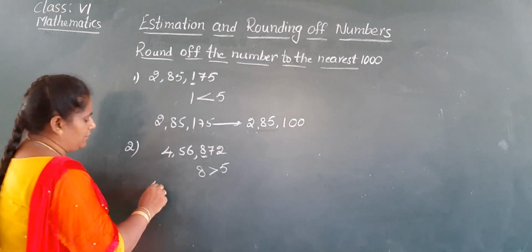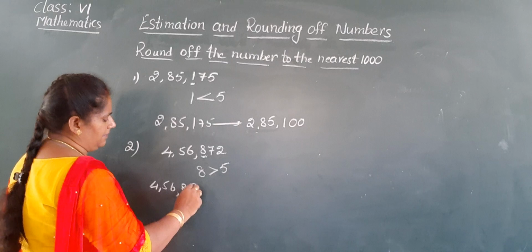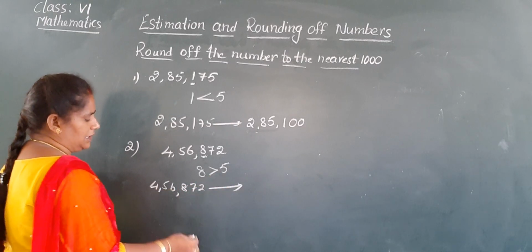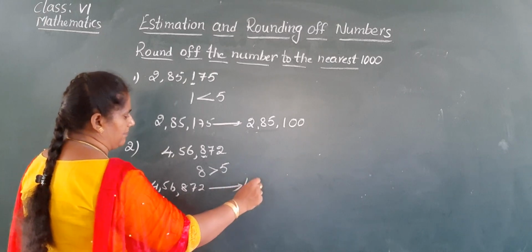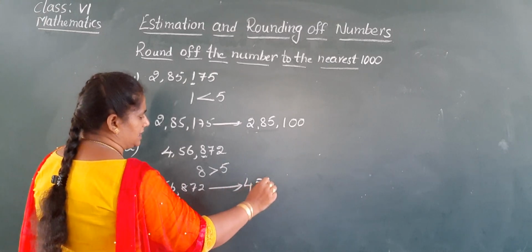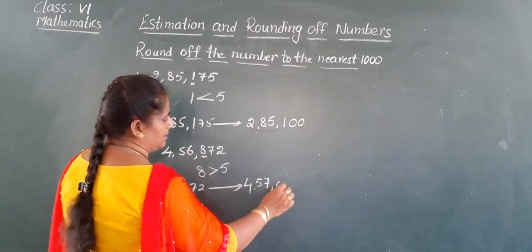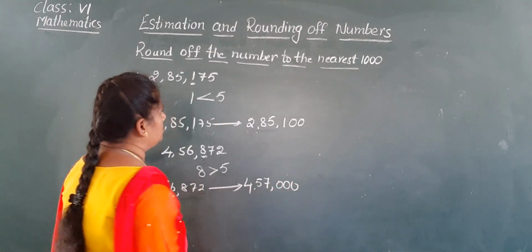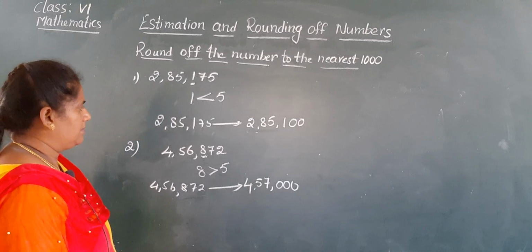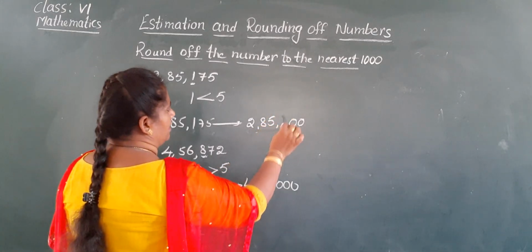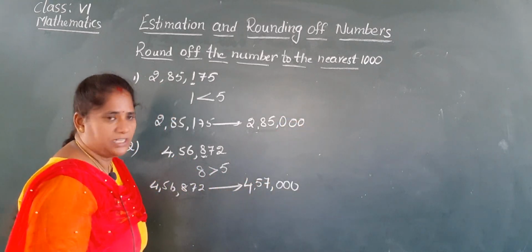See here, to round off this number, the hundreds digit is greater than 5. So add 1 to the thousands place. 4 lakh is the same. This 56 becomes 57,000 and these places are zeros. Okay, Nana? Sorry, here also zeros, Nana. I forgot. I'm extremely sorry, Nana.